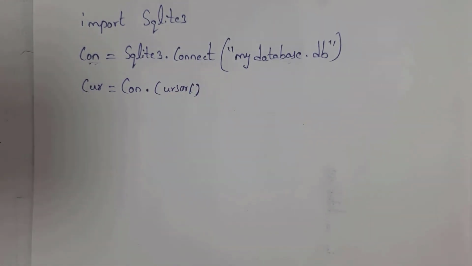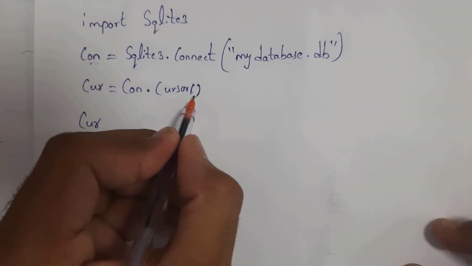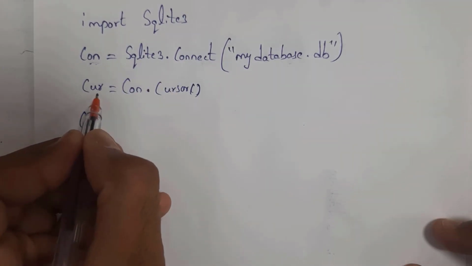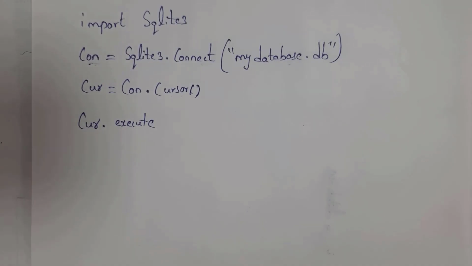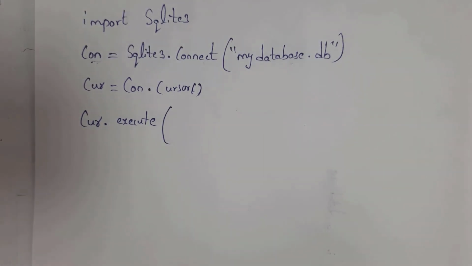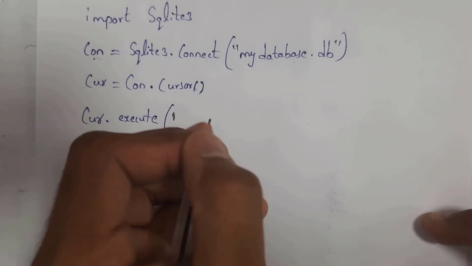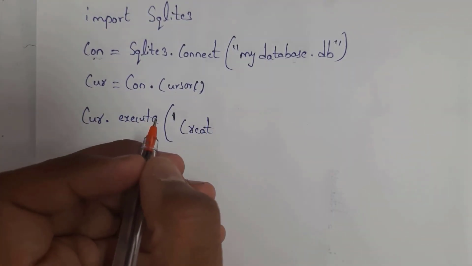Now I want to create table. The table name is students. So just write here, cursor method is present in variable cur, so cur dot execute. By using execute method, we can create tables and we can also insert values into the table. Definitely in execute method, at first you need to take quotation. So just take here quotation. I already said the syntax in order to create table.